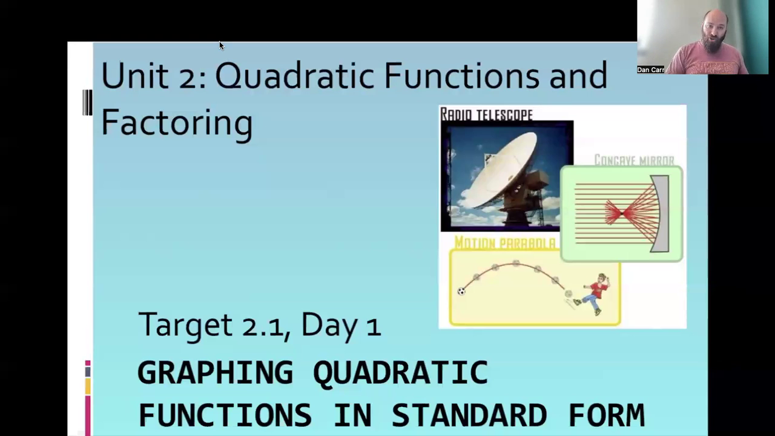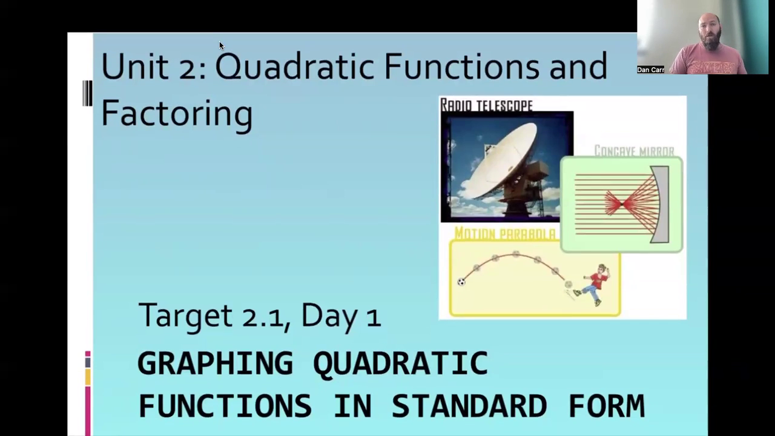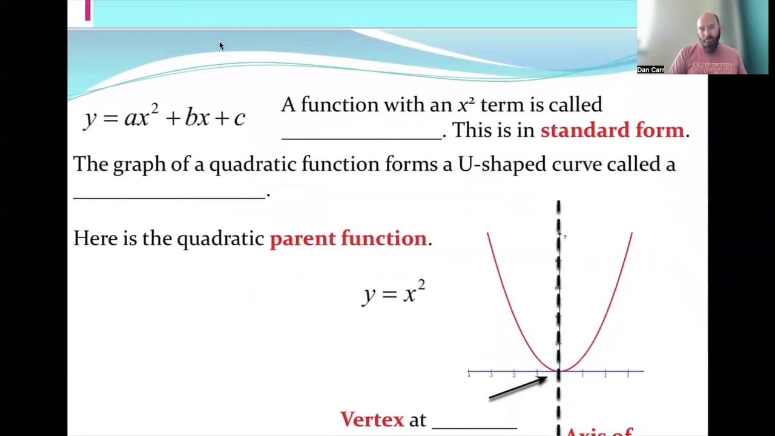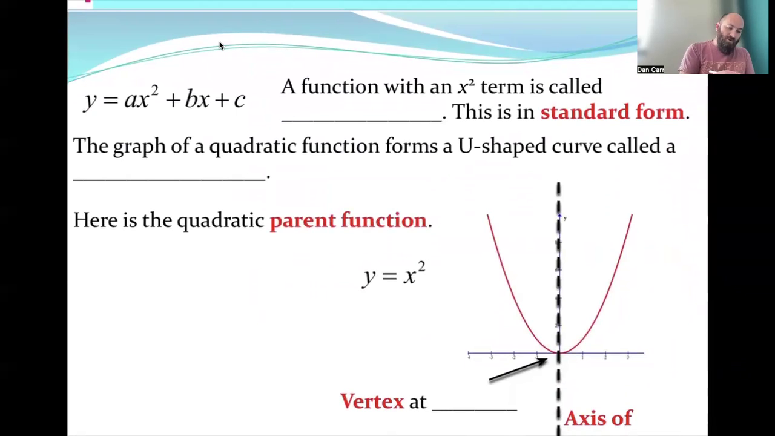Today we're going to be starting Unit 2 about quadratic functions. So today's goal 2.1 day 1, we're going to be graphing quadratic functions that are in standard form. So what is standard form? Looks like this. A function with an x squared term is called a quadratic.